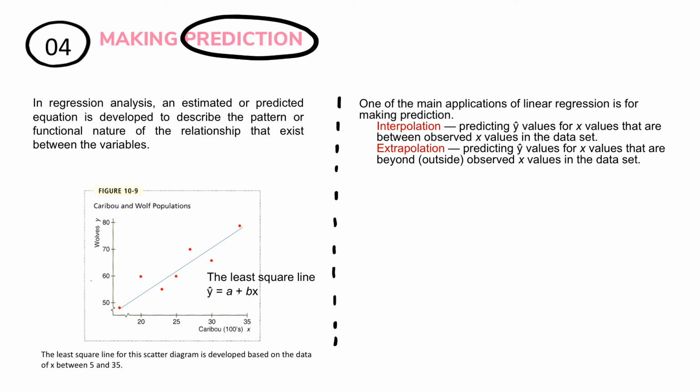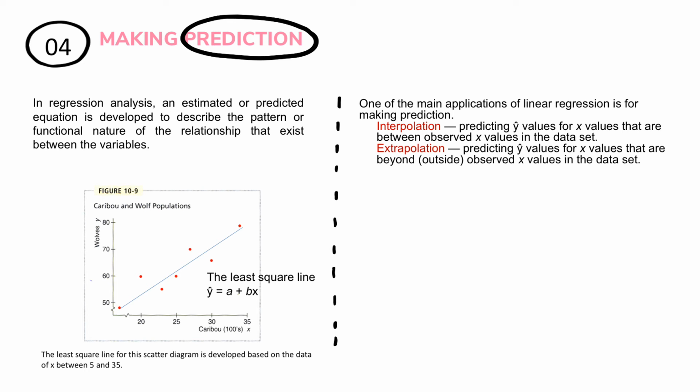Apart from that, one of the main applications of the equation or the linear regression is for making prediction. There are two types of prediction, namely interpolation and extrapolation. So what is interpolation and what is extrapolation?